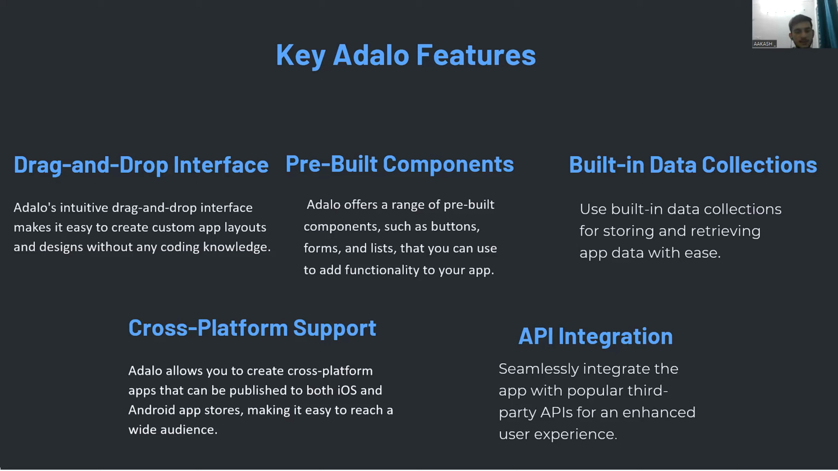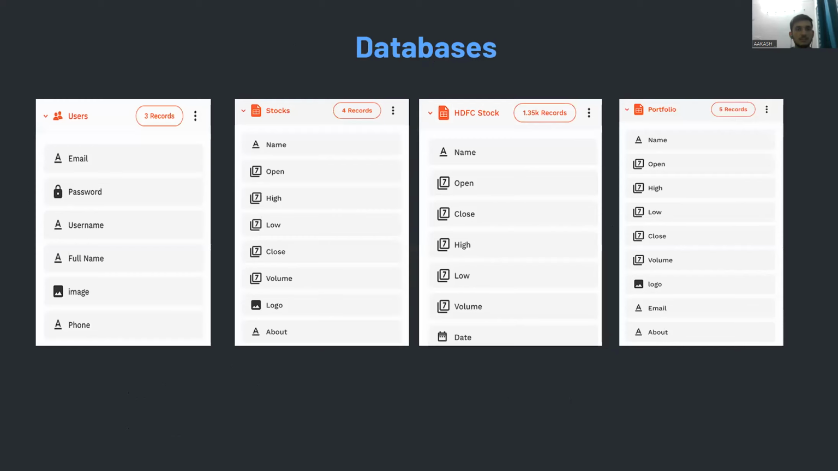And another feature is the API integration. So basically it offers a range of third-party integrations with apps like Google Maps and Stripe. Stripe is basically a payment processing app. So all these things can be easily integrated with Adalo, and these integrations enhance the user experience. So that was all about Adalo features. So these are the databases which have been created by me in this app.